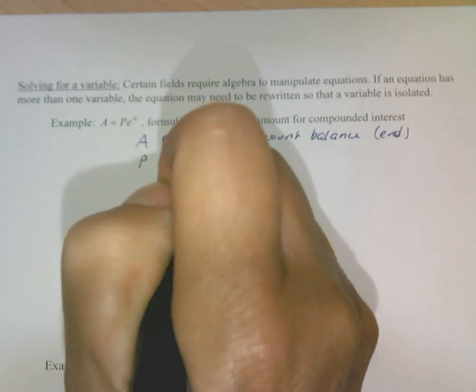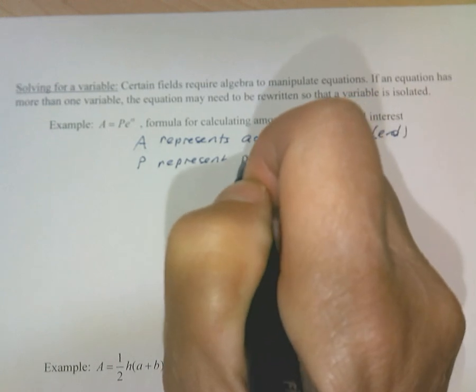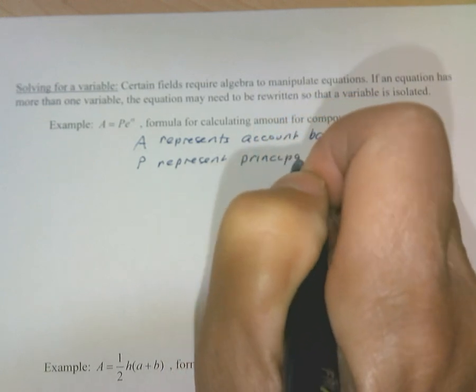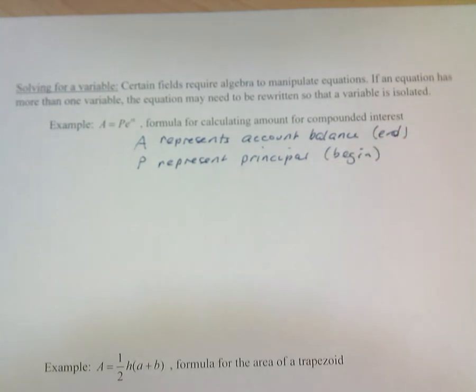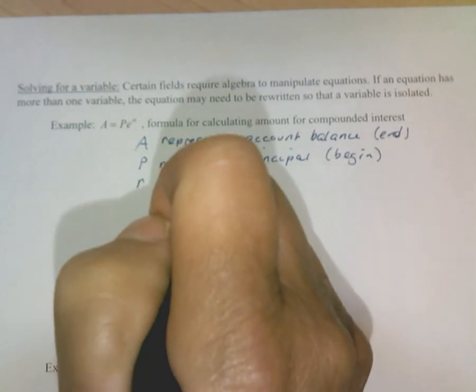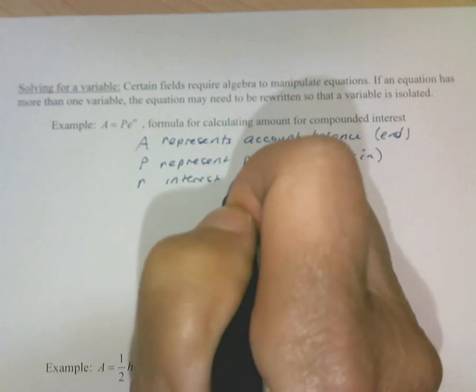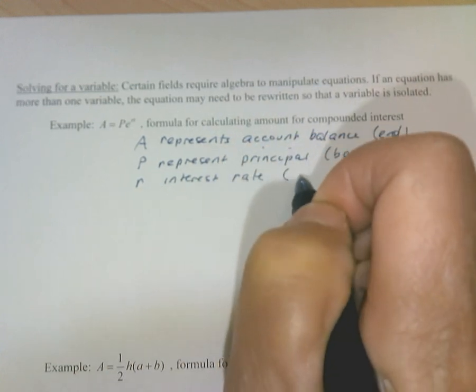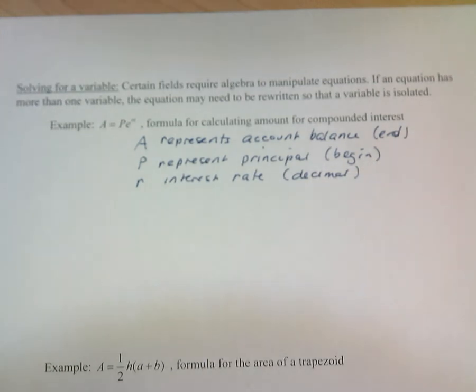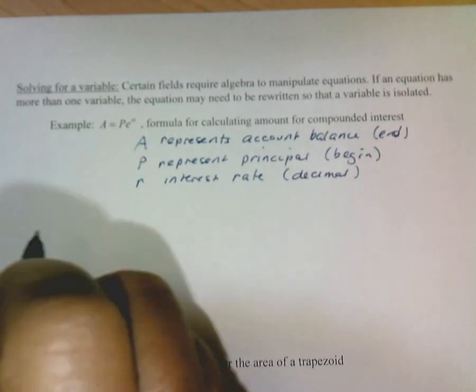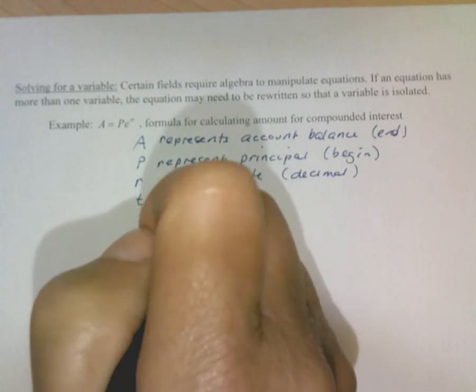P is going to represent the principal. It's how much money you start with. So it's the amount at the beginning. R is going to be your interest rate. And it's going to be a decimal. So if the interest rate is 3%, the decimal you're going to use is 0.03. And T is going to equal time.